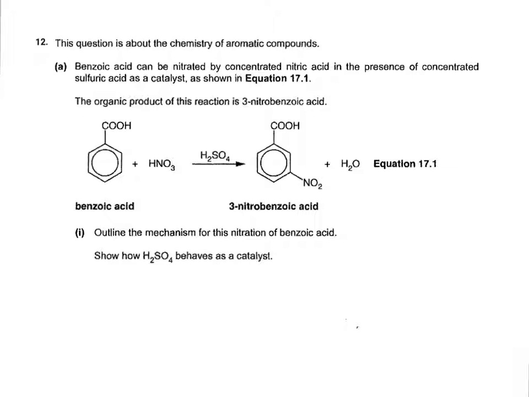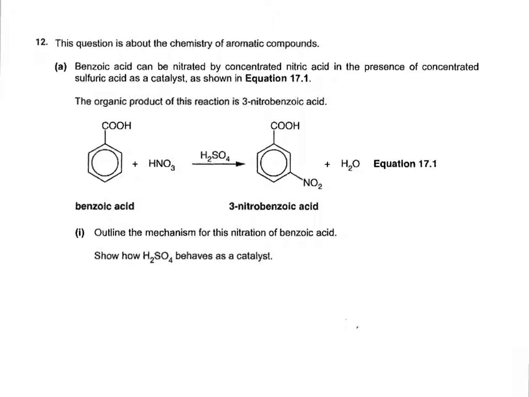So it talks about how benzoic acid can be nitrated. Now we've done nitration of benzene, so there's no reason why you can't nitrate a substituted benzene ring as well. And it says it happens in the presence of concentrated sulfuric acid as the catalyst, shown in equation 17.1. So it asks you to outline the mechanism for this nitration of benzoic acid, and it asks you to show how H2SO4 behaves as a catalyst.